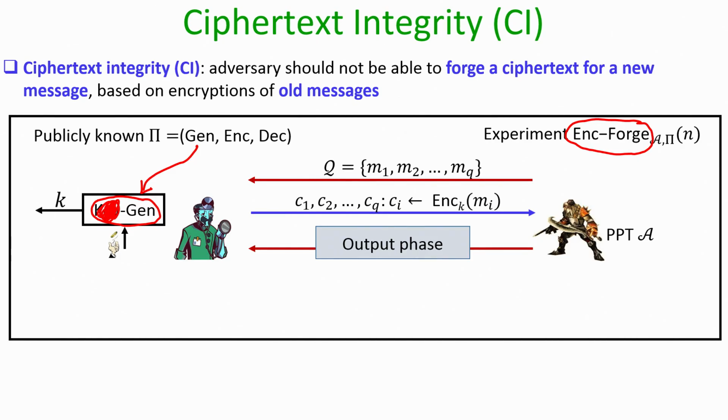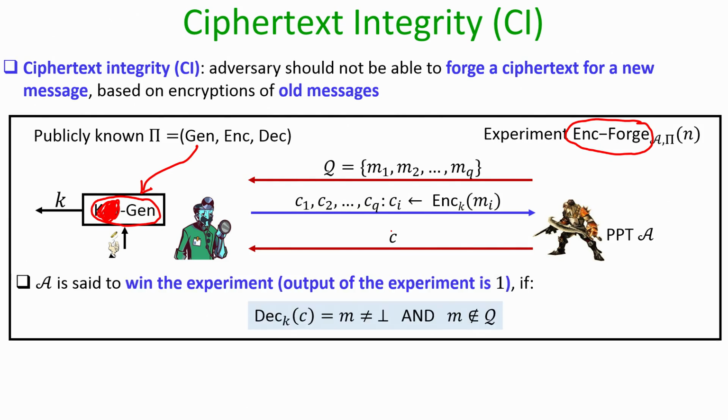And now the challenge for the adversary is to forge a new ciphertext. Basically, the goal of the adversary is to come up with a ciphertext C, and the rules of the experiment are as follows. We say that the adversary has won the experiment, or the output of the experiment is 1, if the following two conditions hold.